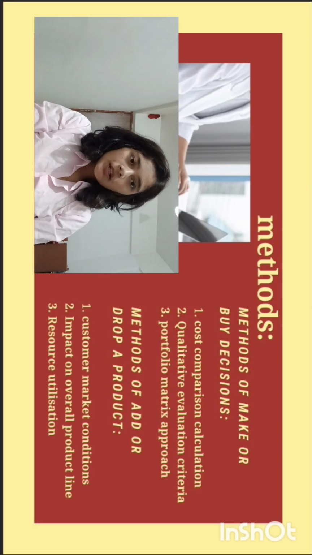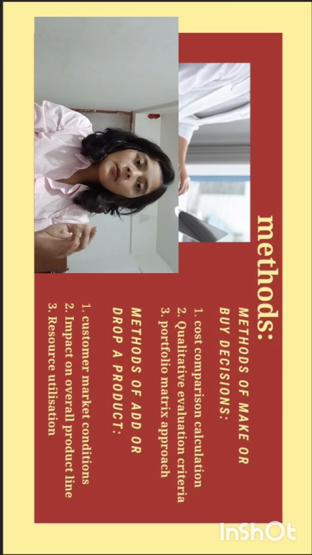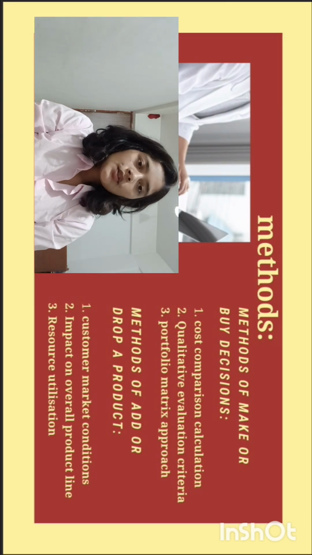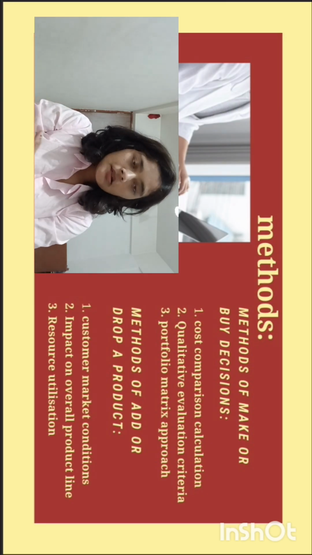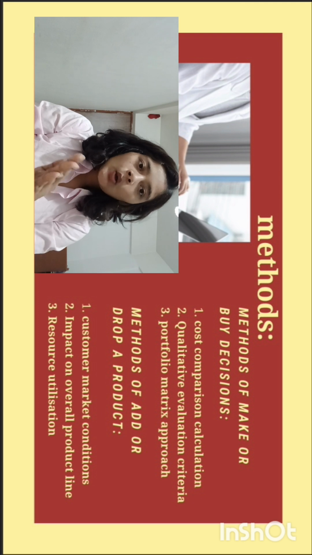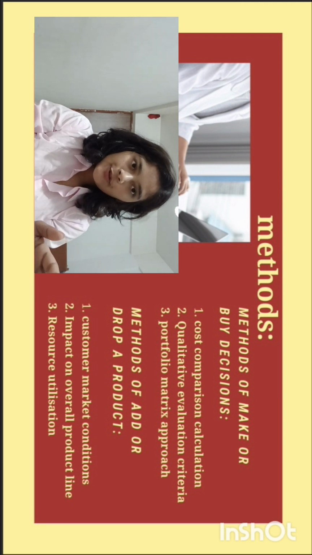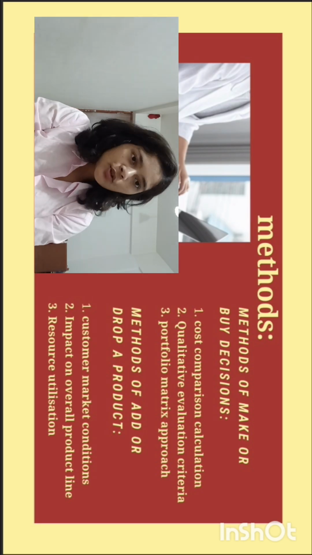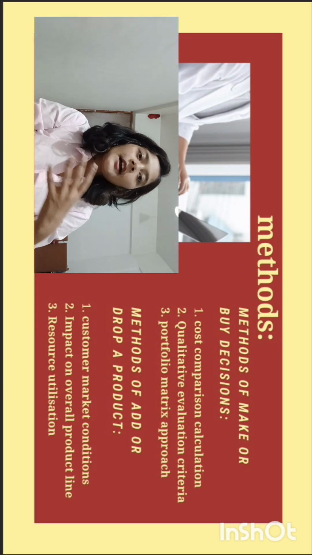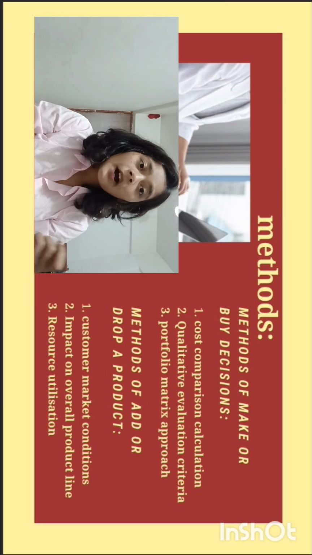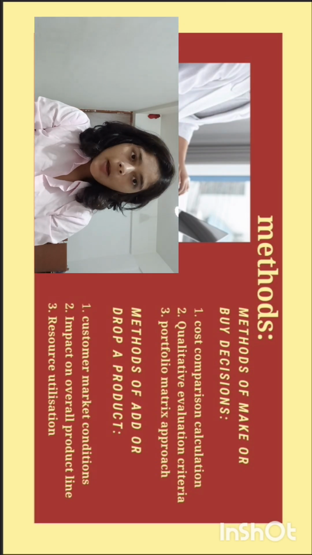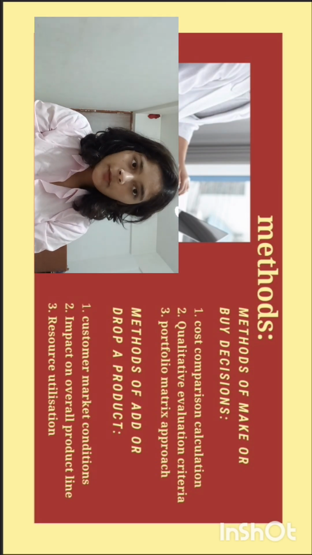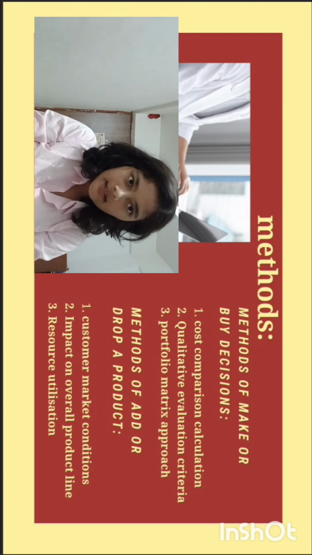Now we will be talking about the methods of make or buy decisions. The methods are listed. I will be talking about the cost comparison calculations. This is a comparison between the total amount required during manufacturing of that product or by outsourcing or buying that product. For example, I'll take the same example as before of making the bicycle seat.